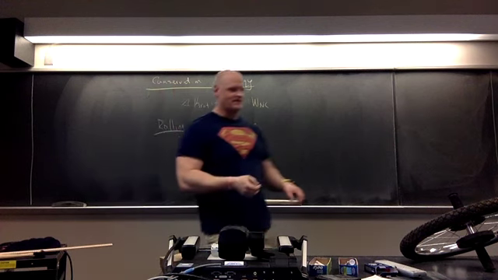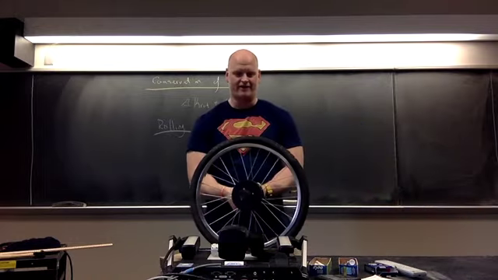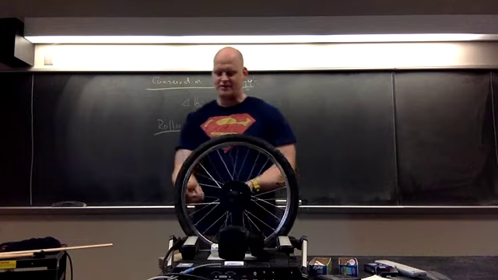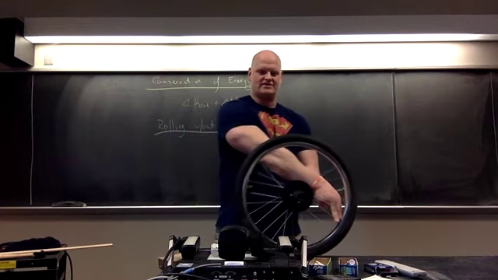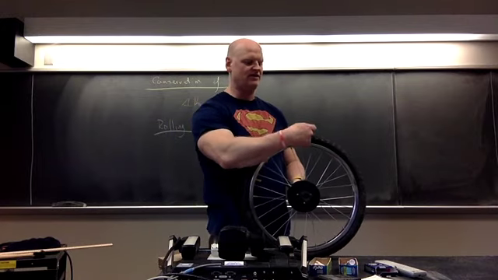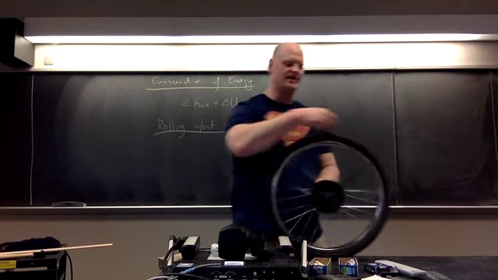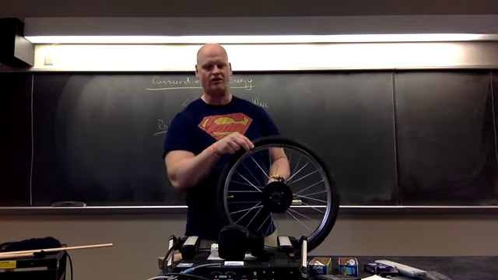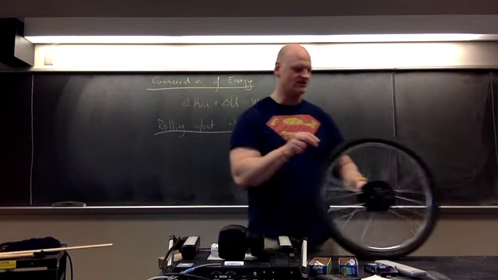So what is rolling without slipping? Rolling without slipping is exactly this scenario. In this case, the object is rolling, but it's not slipping, meaning that this thing is not doing this. That means the angular velocity at which it is rotating is not independent of the translational velocity of the center of mass. So that's all this means.